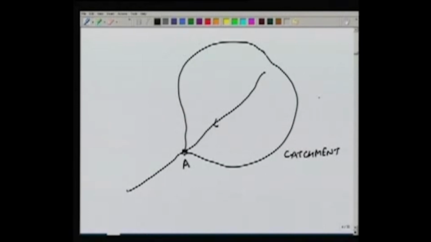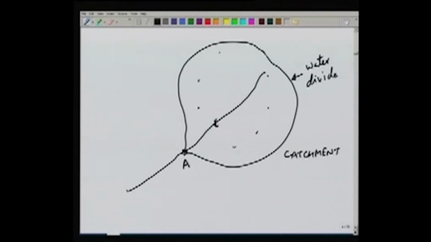So this is the catchment of the river at the point A. What it means is that all the precipitation falling in this area will ultimately reach the point A, and it will be taken out of this area through the stream at point A. So this catchment area has its boundary which is known as a water divide, or sometimes watershed. Sometimes the catchment area is also called watershed.